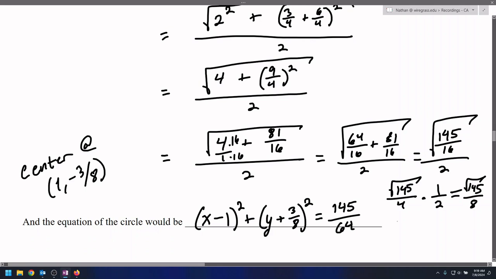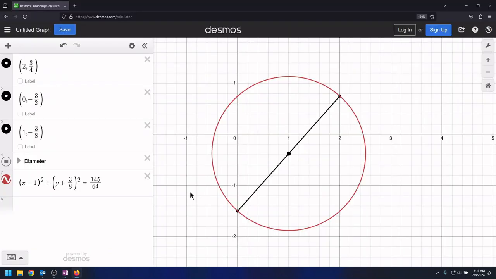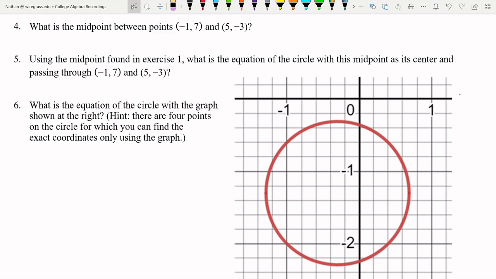Let's graph it and see what we find. All right, and here is the circle graphed. I have the 2 endpoints here, and then the center point right here, all graphed, and this is the equation I just found. It does indeed go through these 2 points, and it looks like it is indeed centered around there. So this looks exactly like what we want. Give it a try in numbers 4, 5, and 6.